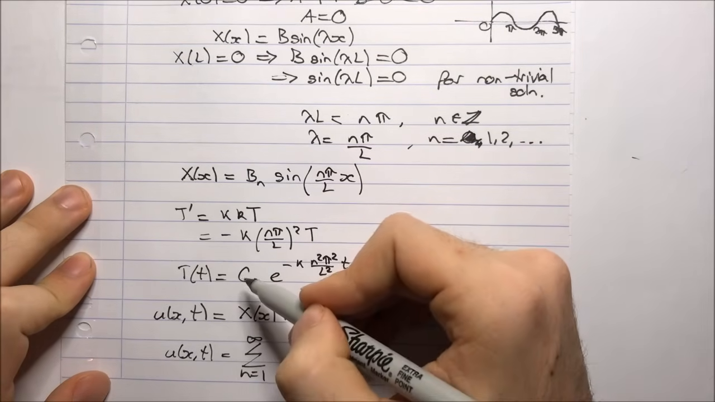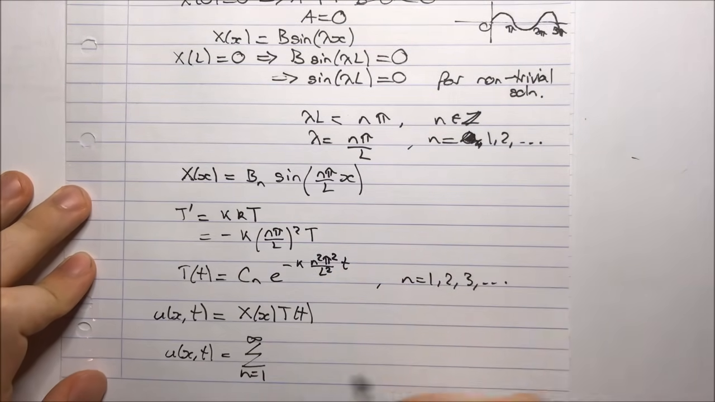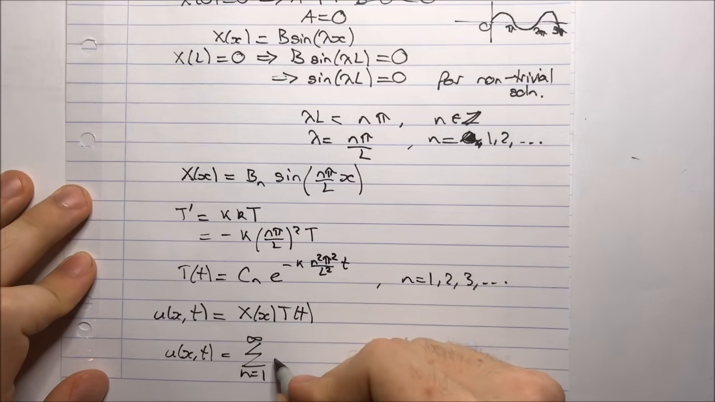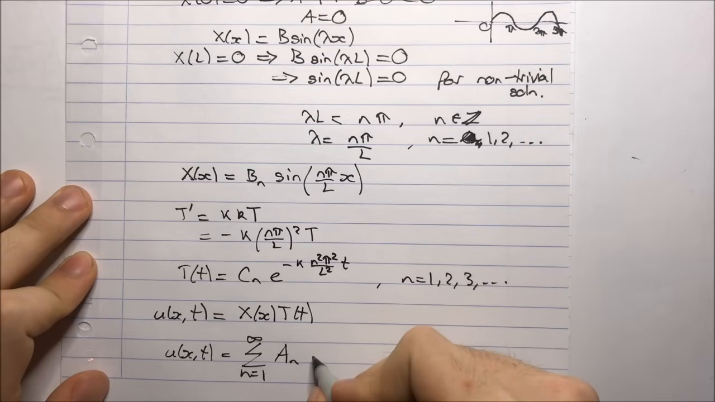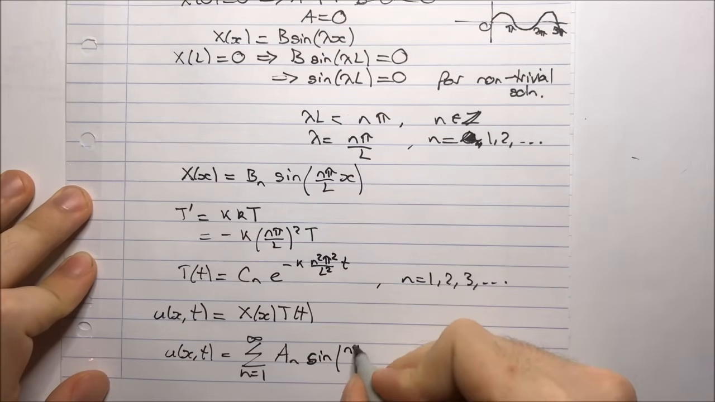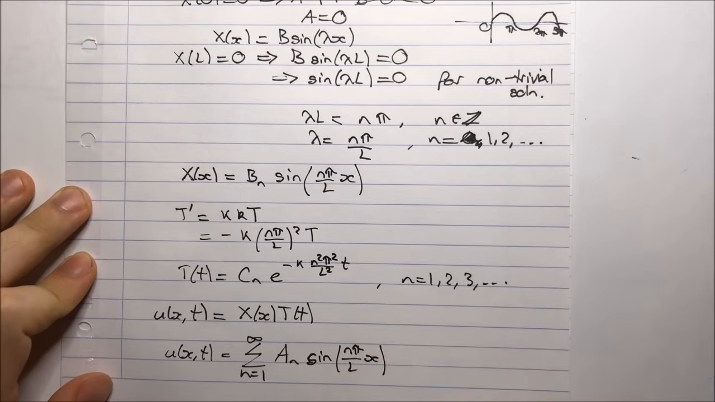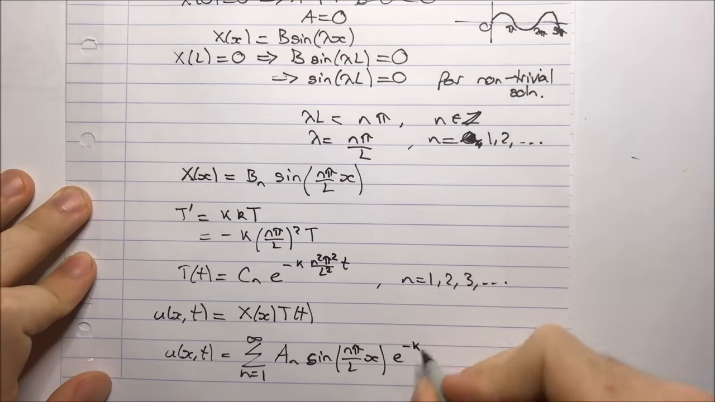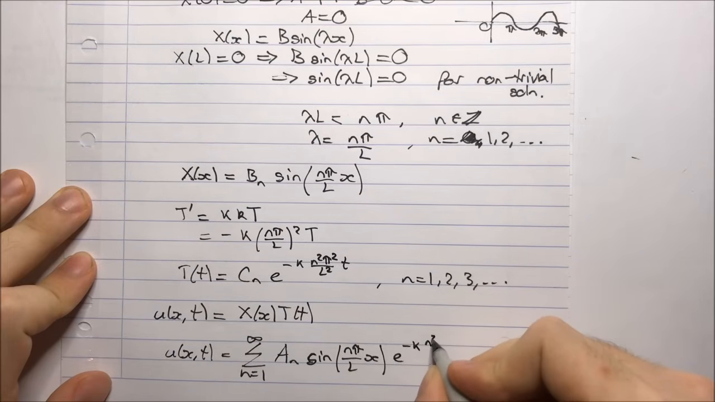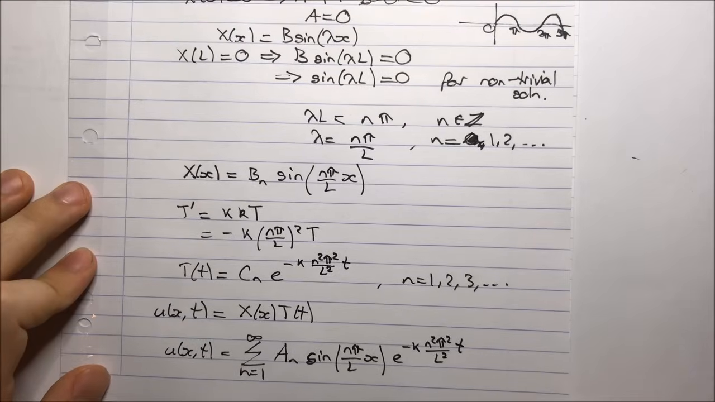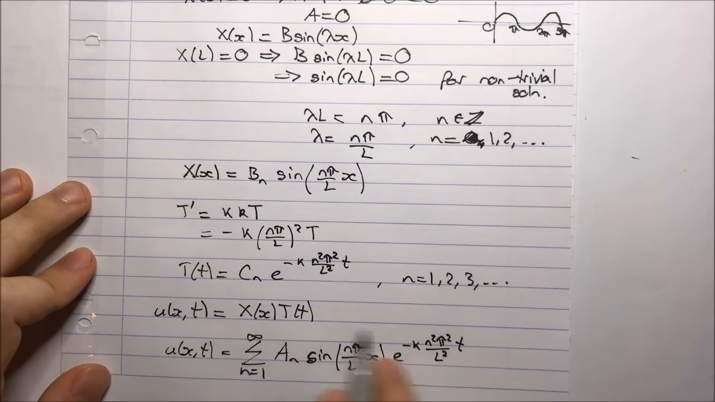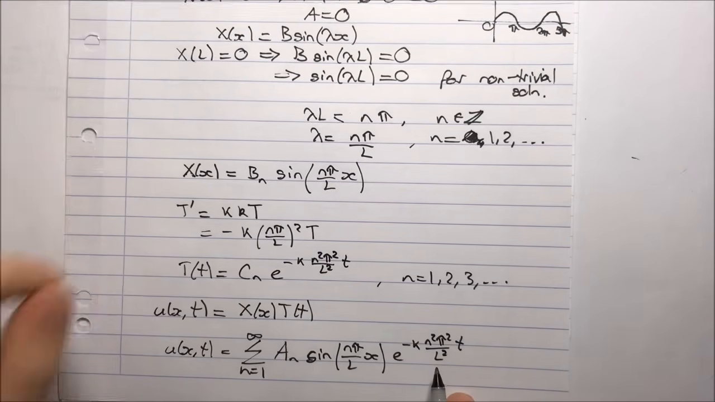Well, both of these are just constants, and they change with n. So I can call that one constant, A_n, times sin(nπx/L) times e to the negative κn²π²/L² t. And this is almost my final solution. There's still one more bit that we need to do.